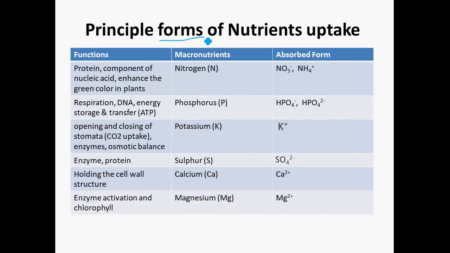Different forms in which plants uptake nutrients. Plants absorb nutrients from soil in different forms. So the first one is nitrogen. Nitrogen is an essential element of all the amino acids in plants. And what are amino acids? Amino acids are the building blocks of plant proteins, which is important in the growth of the plant.